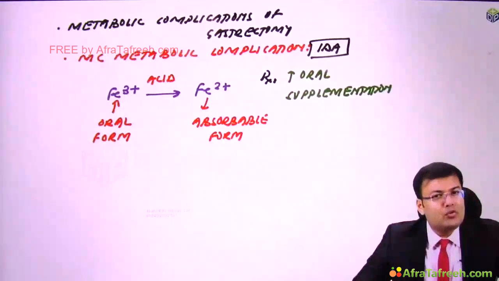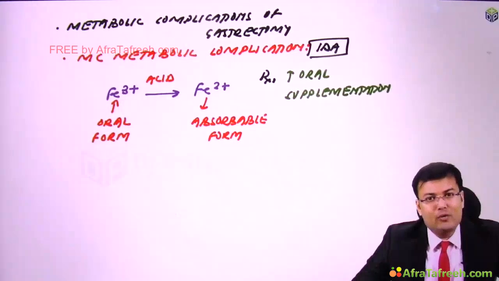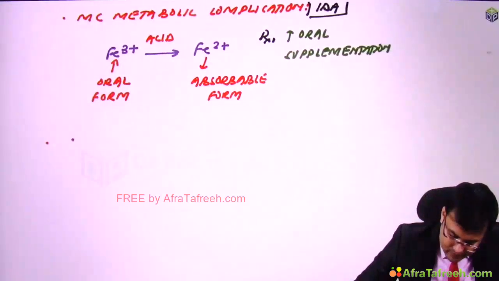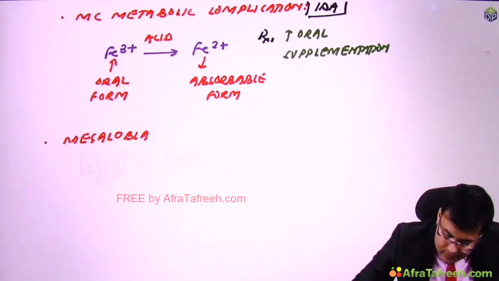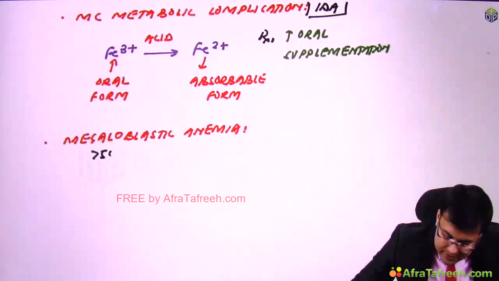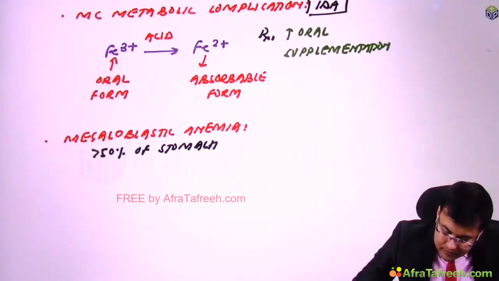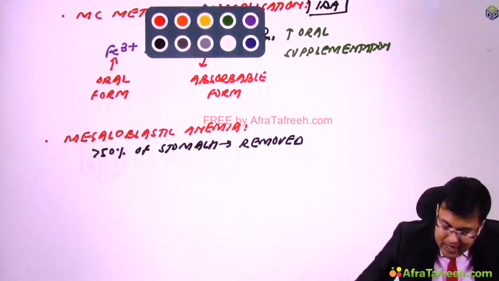Second is when more than 50% of stomach is removed. In that case, patient develops megaloblastic anemia. The second is megaloblastic anemia, when more than 50% of stomach is removed.